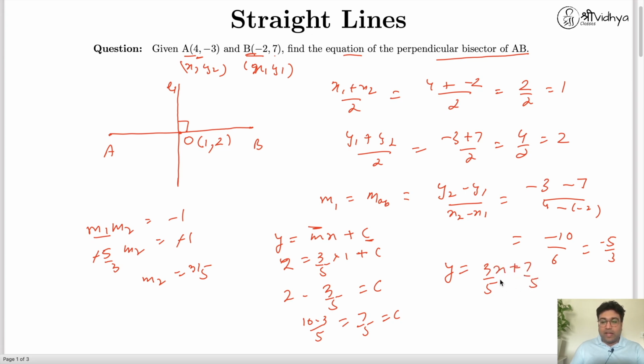And we can take the LCM on the right hand side and cross multiply. We get 5y is equal to 3x plus 7. Or in general form, we get 3x minus 5y plus 7 is equal to 0. So that is how we can find the equation of the perpendicular bisector.